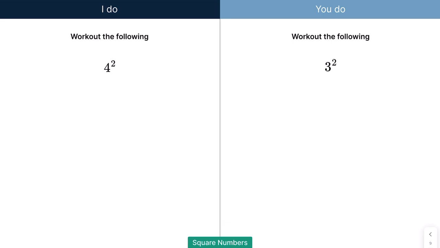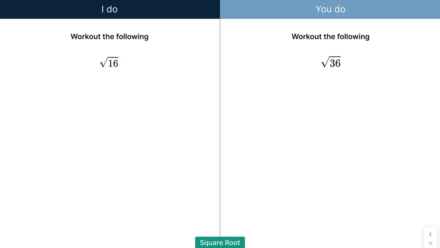So we have a number here, which is 4 to the power of 2. This is also called 4 squared. And all it's saying is multiply 4 by itself. So we have 4 times 4. And the answer here is 16. So again, hopefully you've pressed pause and had a go at the example on the right. So this is just going to be 3 times 3, which is 9. And this is called a square number. Okay, that is a square number.